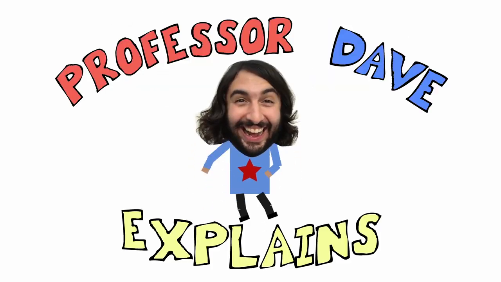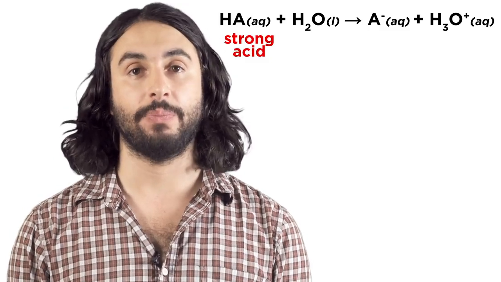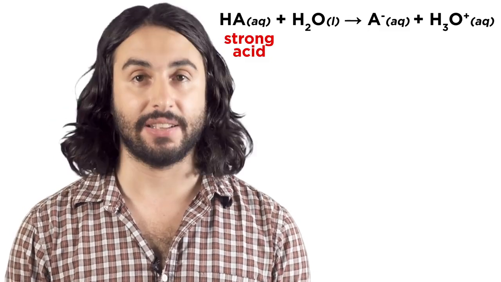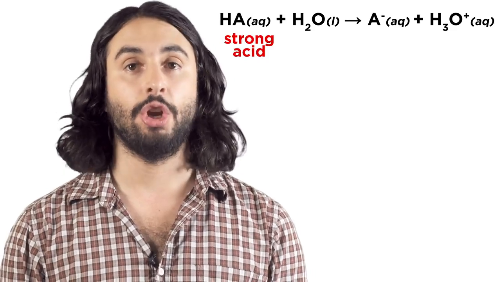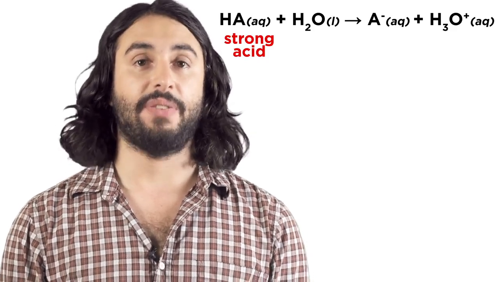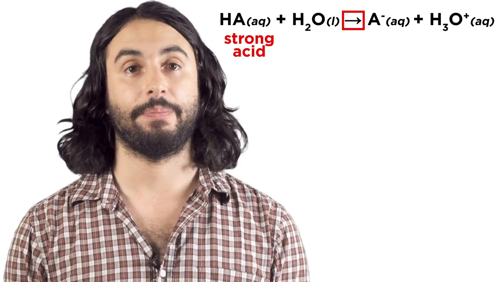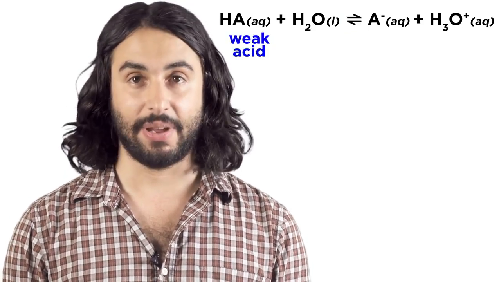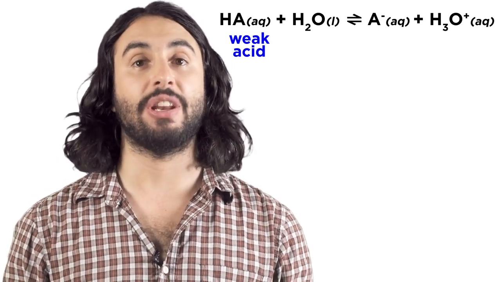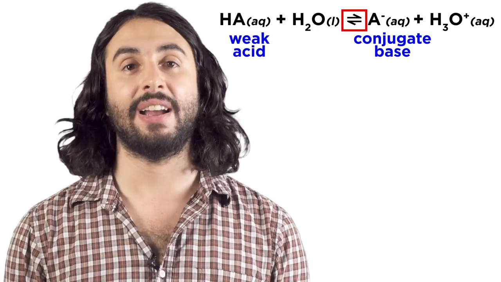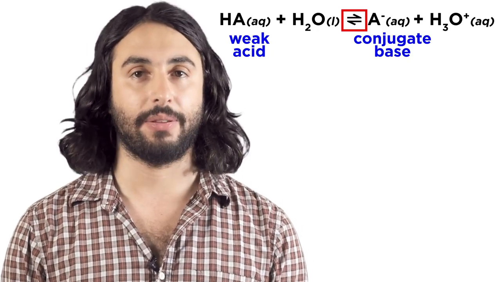Professor Dave explains. When a strong acid or base reacts with water, we can say that it completely ionizes, or that every molecule of acid will transfer its acidic proton to a water molecule. If every molecule reacts to completion, this makes things neat and tidy. But when weak acids and bases react, they only partially ionize, and they establish an equilibrium between the ionized and unionized form. And that means we have to do some math.